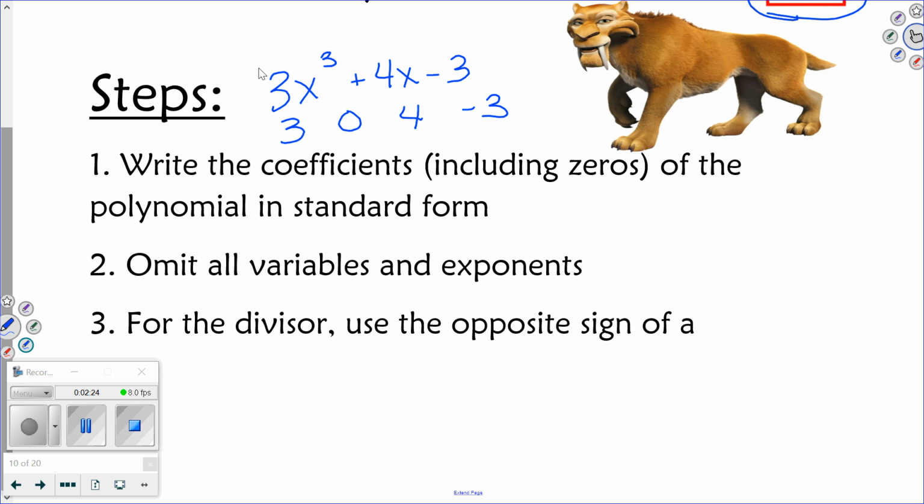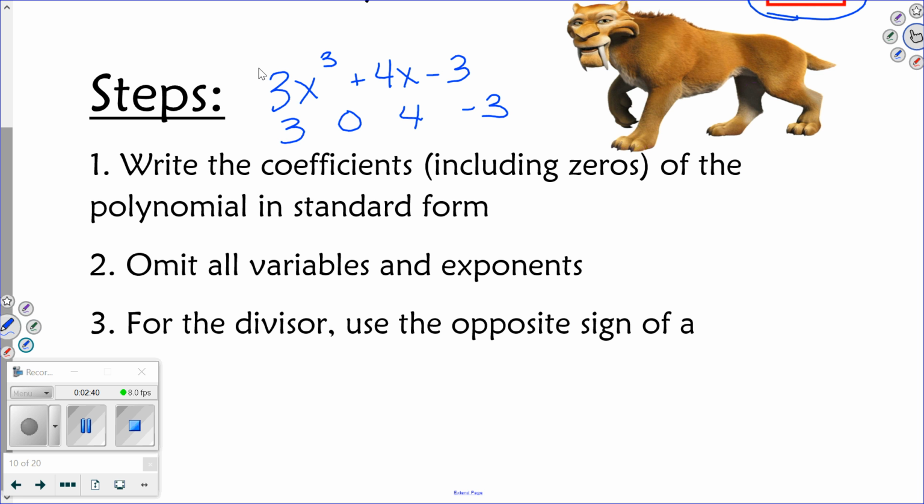I'm just writing my coefficients, and so x cubed, there's the coefficient for that one. There is no x squared, so I have to put the 0 for the x squared. You need that placeholder. Then I have the coefficient for the x to the first, and then the constant number comes down as well. So that's the only thing that's going to trip you up, is remembering those zeros.